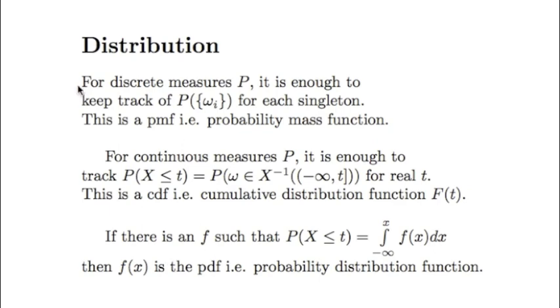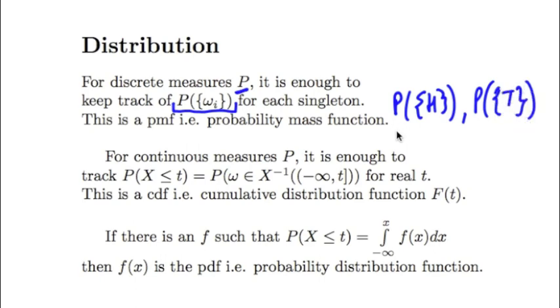Now, for discrete measures P, where there are only a discrete number of outcomes, a finite number or an infinite number, but they're discrete, it is enough to keep track of just the singletons P of omega_i for each such singleton set. And this is a probability mass function. So for the coin example, it's just enough to know the probability of heads and the probability of tails.